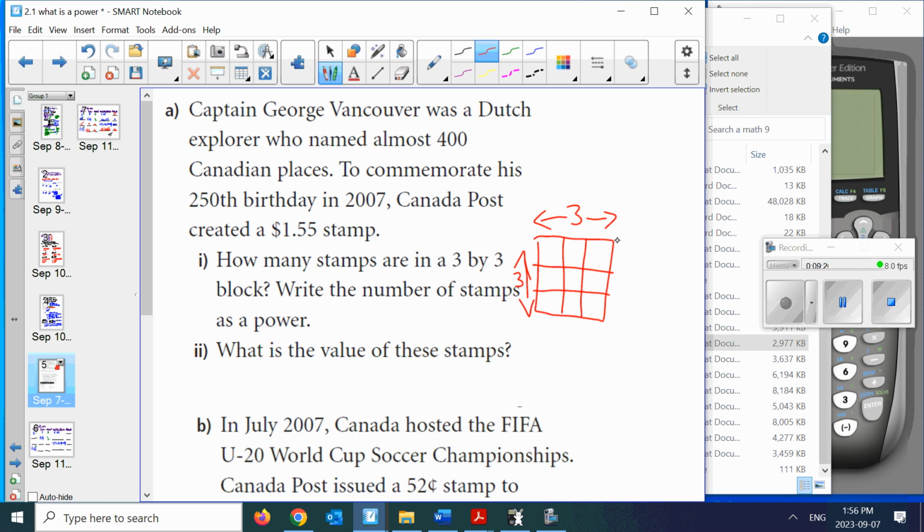But if you were going to use an expression, because we're learning about exponents right now, what would that expression be? A power. 3 to the power of 2, 3 squared. So I'd say there's 3 squared stamps. That counts it up. Now, this is quick enough you can count it visually. But when it's 17 by 17 or something, I would use a power. I would not draw it and count.